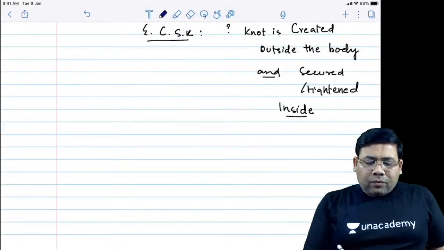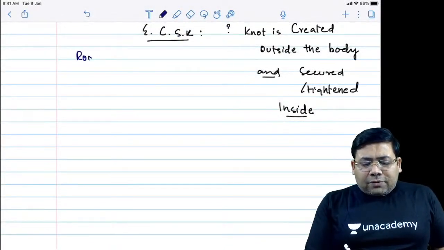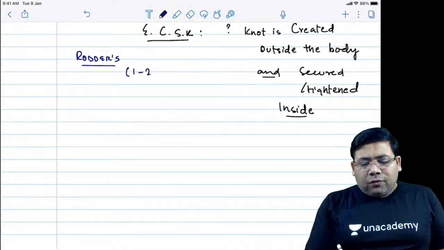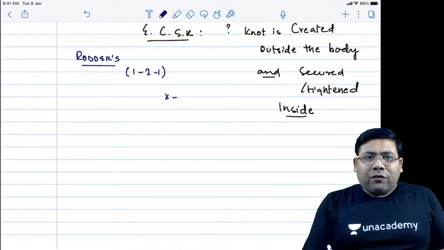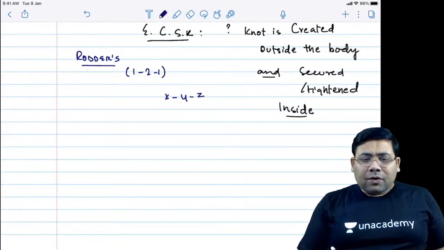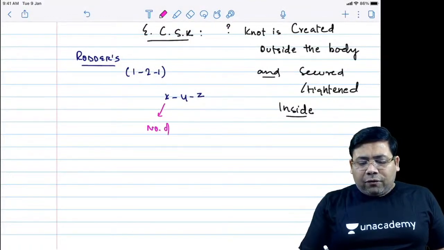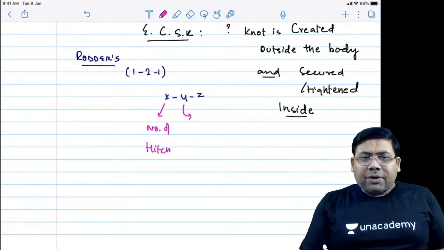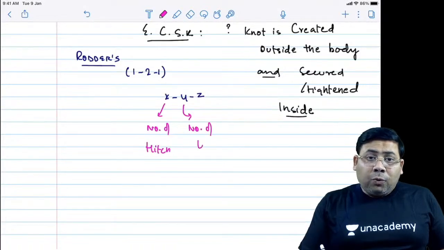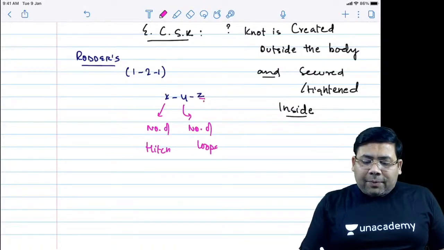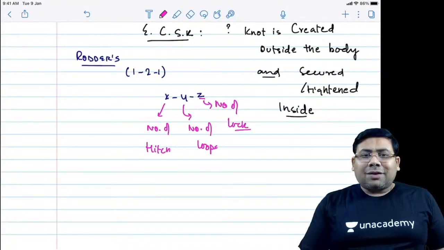Let us talk about Roeder's. Roeder's is 1-2-1. What is this orientation of X, Y and Z? X represents the number of hitches, the Y represents the number of loops, and the Z represents the number of locks. So hitches, loops and locks.